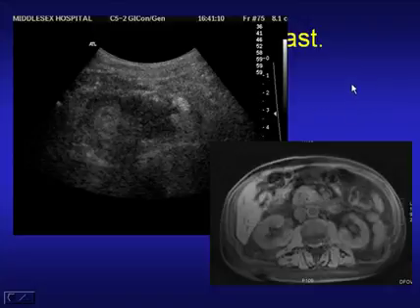We can use it in the pancreas as well. And here is an example of exquisite visualization of a pancreatic tumor. This is the corresponding MRI slice where we don't see the tumor anything like as effectively. You can see on the MRI there is some thickening of the duodenal wall. Here we see it on the contrast-enhanced ultrasound.